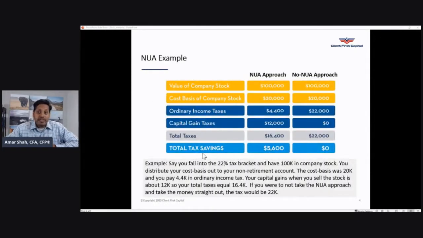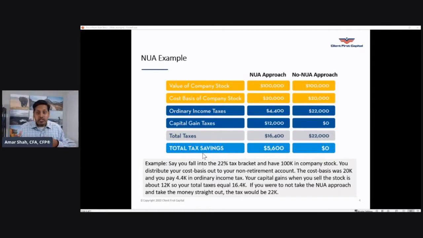So here I have an example, and for this example's sake, let's assume a couple of things. Some assumptions here are that your entire 401k balance is company stock, and for easy math, we're using a fair market value of $100,000. We're also assuming that we're not looking at state and local taxes. We're only looking at federal taxes, and we're going to keep that at 22%.